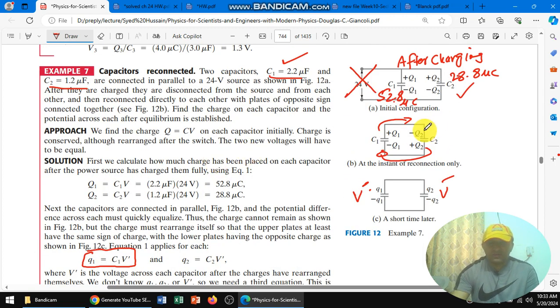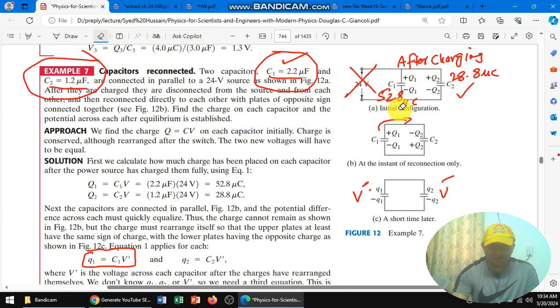But we know that the total charge Q1 plus Q2 must be equal to the difference between the initial Q1 and Q2. If the charge of Q1 flows towards Q2, it means there must be a difference between the charges, because the capacitor C1 has more capacity than C2. It means there must be greater charge on C1, I think.